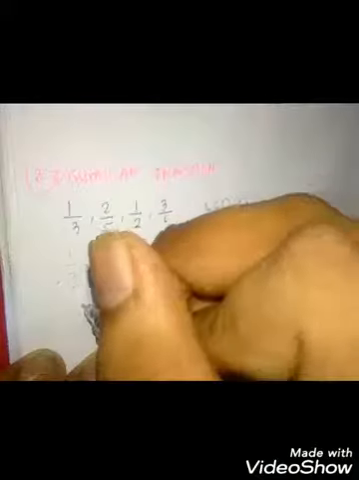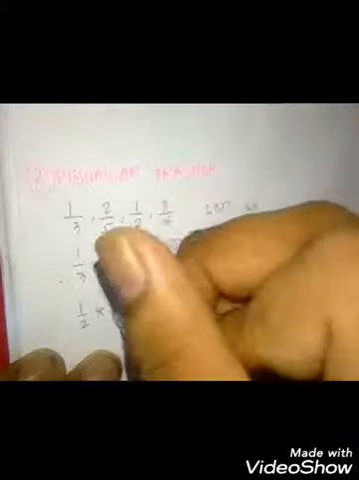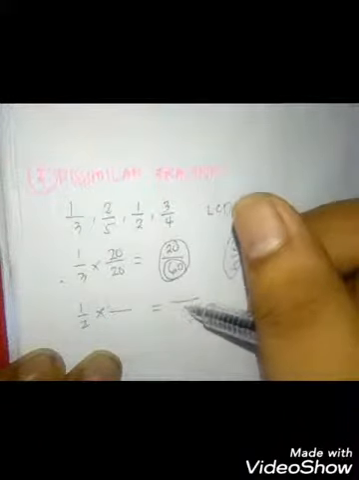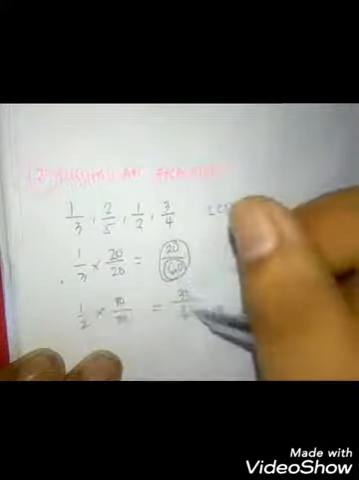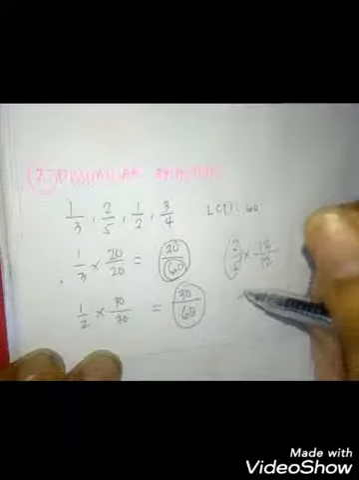Let's move on to 1/2. Here, the denominator also must be 60, so I multiply by 30 over 30. 1 times 30 is 30, and 2 times 30 is 60. So this is the equivalent fraction of 1/2.